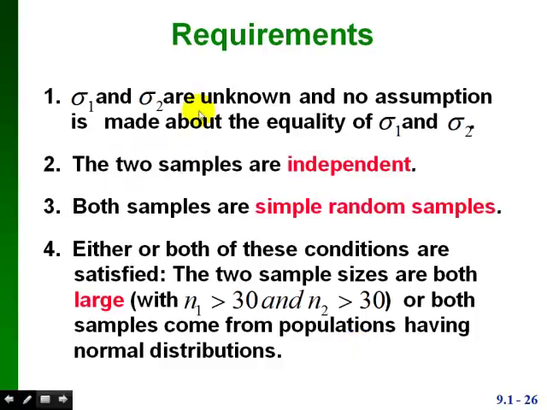And the only case that we're doing here is where we're assuming that our population standard deviations are unknown, and we don't know anything about our population standard deviations. We've got independent samples, both are simple random samples, and for both samples, either the populations come from normal distributions or both sample sizes are greater than 30.